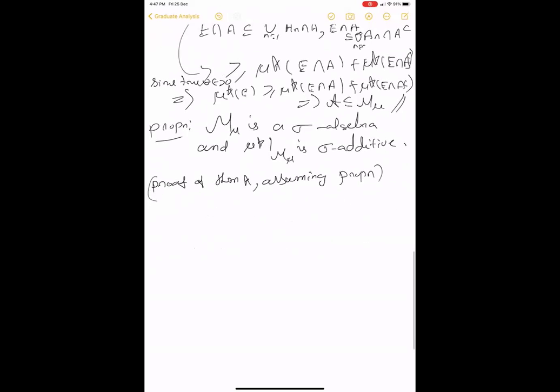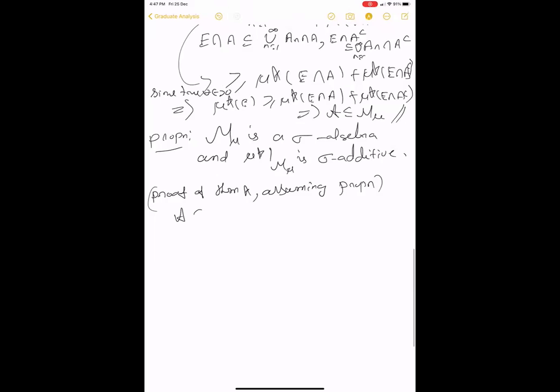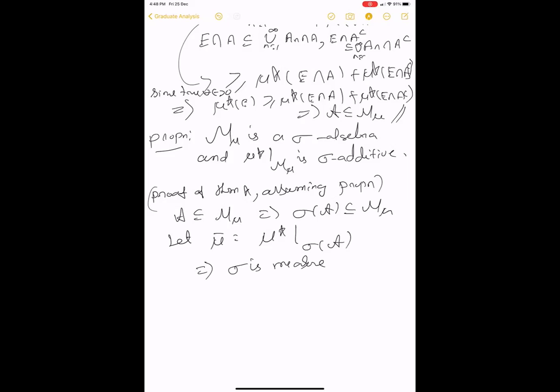The theorem says that, since A is contained in mu, this implies sigma of A is contained in mu, because mu is a sigma algebra. So let mu bar equal mu star restricted to the sigma of A. Then we have proved that this is a sigma additive function, which means it is a measure on a bigger sigma algebra, a measure on sigma of A. Now we want to prove that it's unique. So only uniqueness has to be proved.